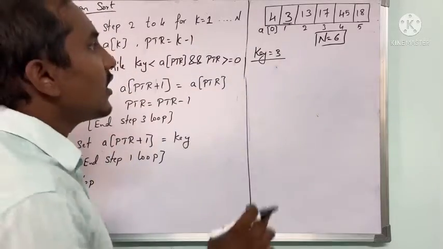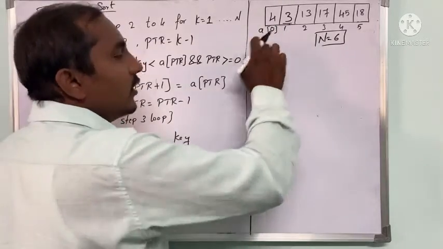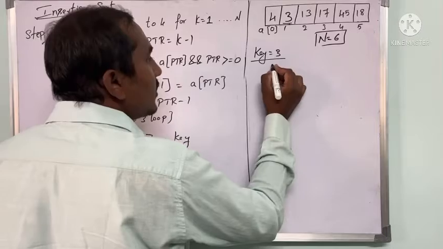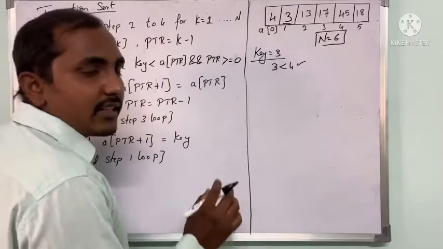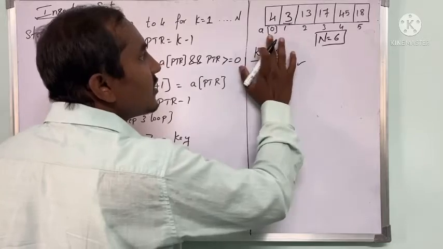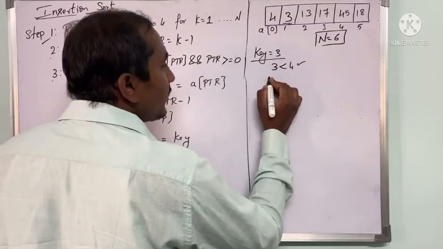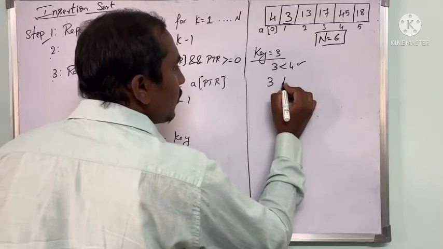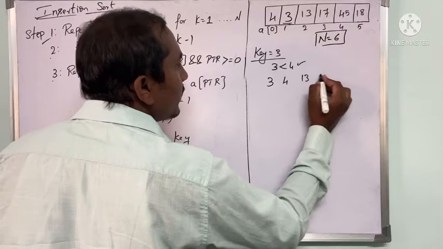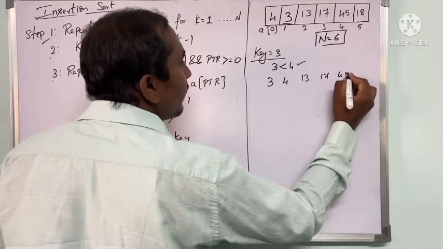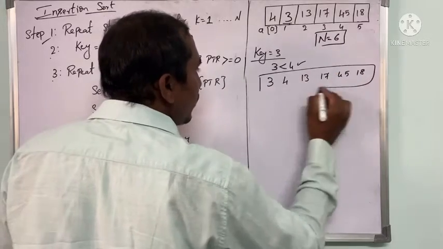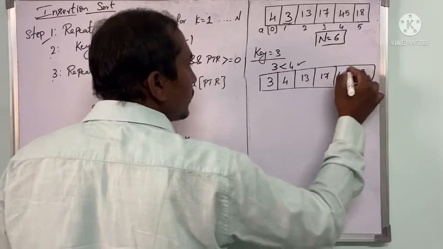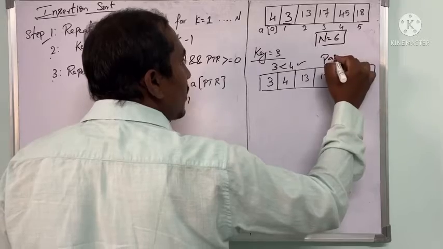This element will be compared with the sorted list. If I compare, 3 is less than 4, which is true. In this case, we are going to exchange the elements. So I'm going to get the values as 3, 4, 13, 17, 45 and 18. So now this will be our first pass. This will be the result of pass 1.